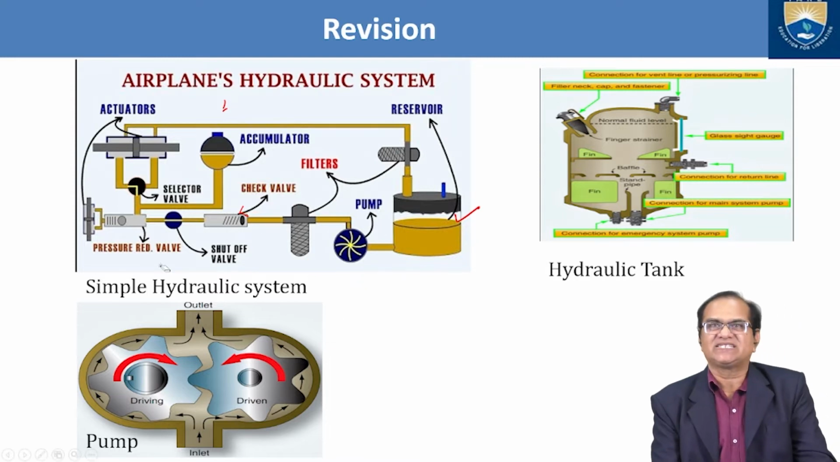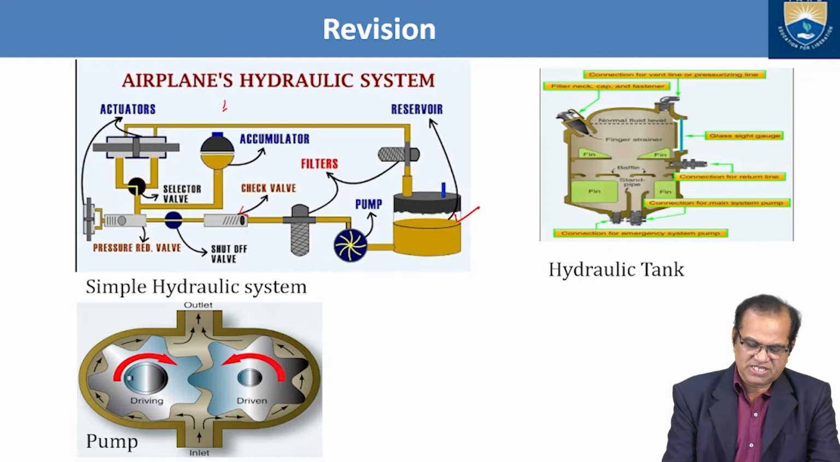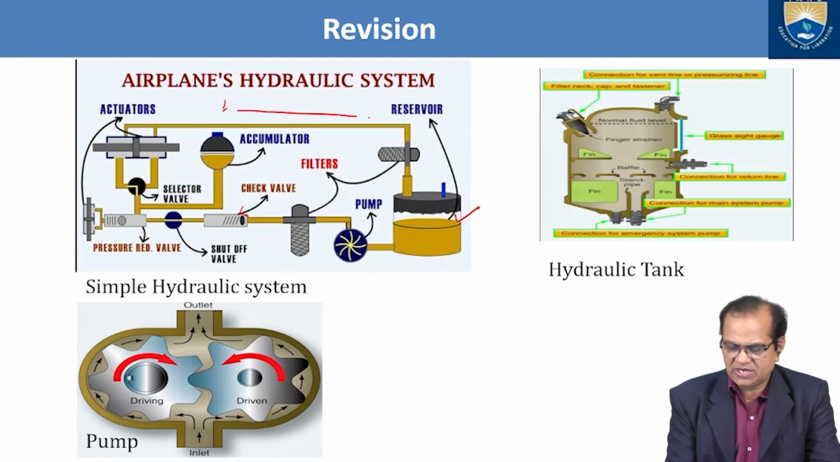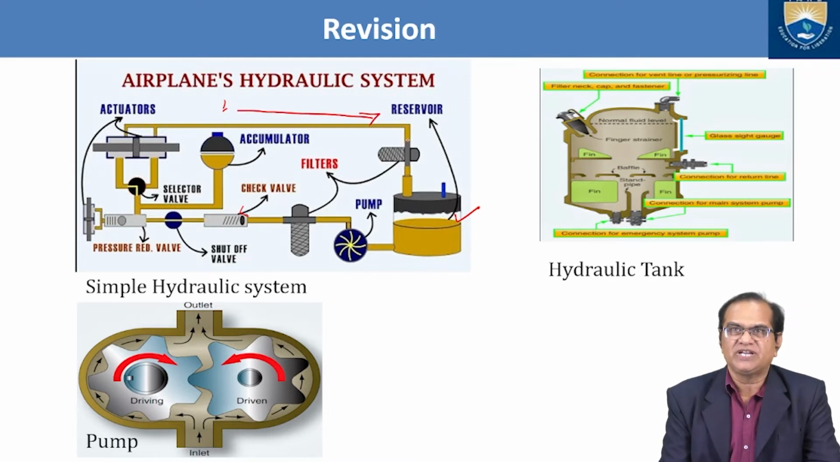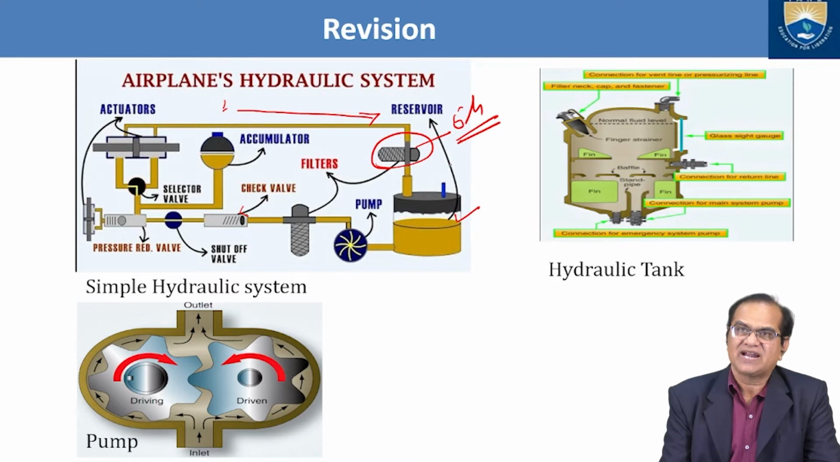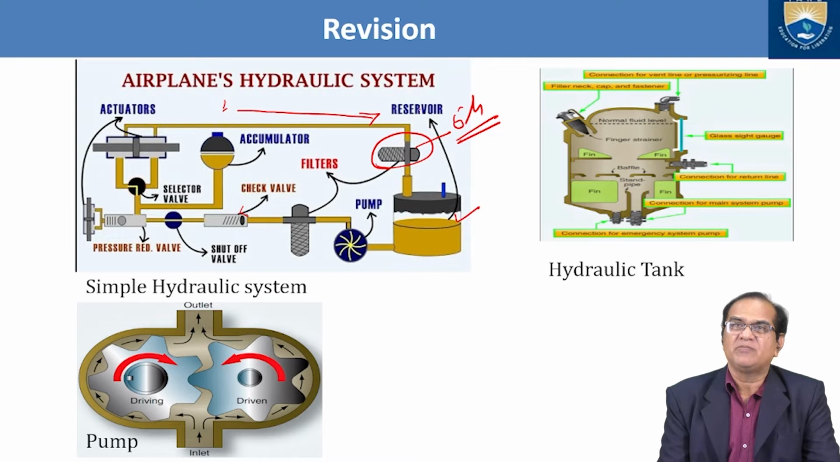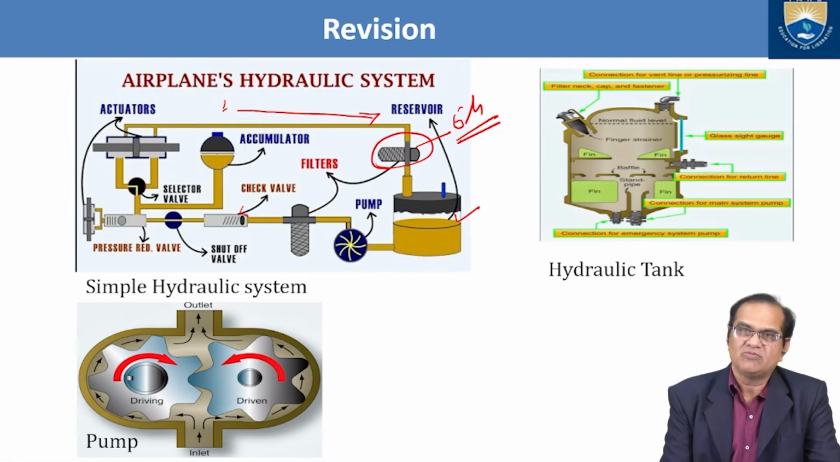Then we can see that after this actuator, the fluid moves again towards the reservoir, and before entering the reservoir, we should have one more filter here, again 5 micron, and it will try to restrict any metal chips, metal particles or other impurities which may have been generated after operation. Another very important component is the accumulator.